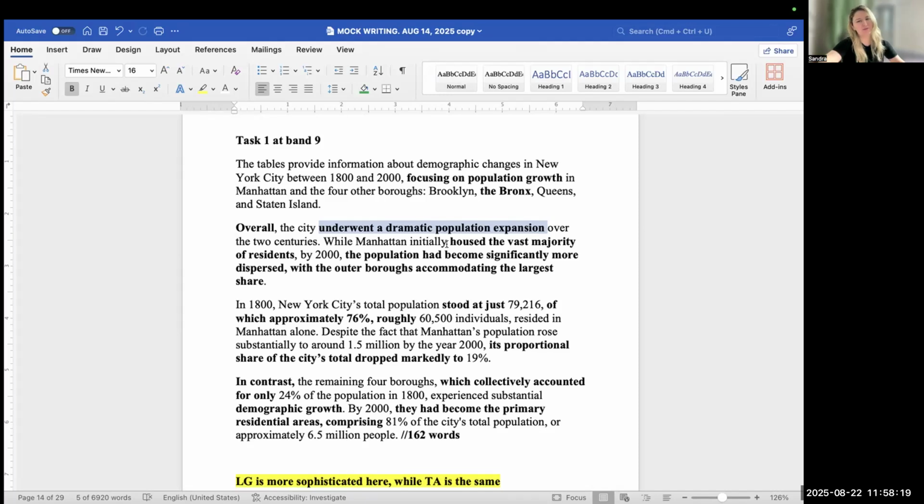Or house, oh, I love this vocabulary, house the vast majority of residents. You could use that whenever you're describing a map, for example, like this location housed the vast majority of changes or facilities. Great way to use that language. Population had become significantly more dispersed. Okay, this one is very specific when we talk about spread of things, right? This language is really nice. So this is how you can learn, analyze language chunks, and start applying them in your writing.